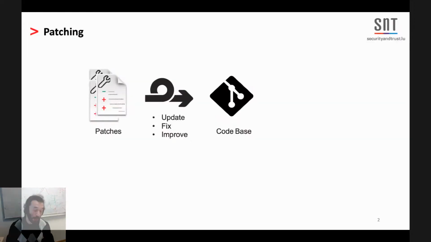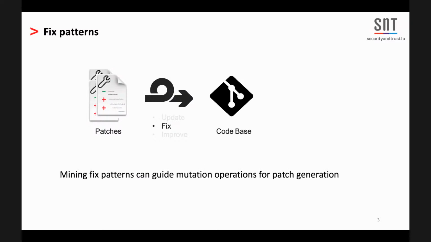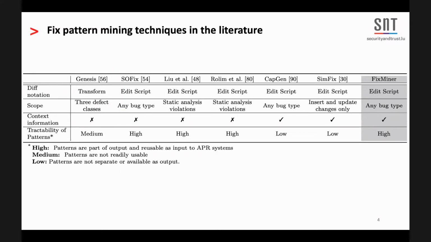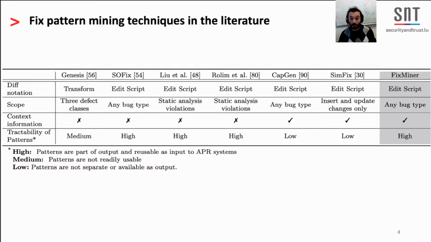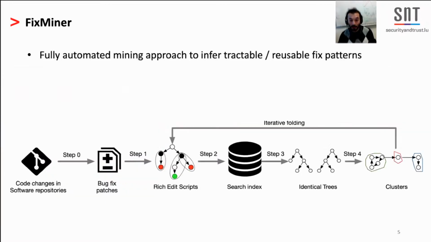So I start by patching. Patching is a common activity in software development. It's generally used to add new functionalities, update the code base, fix bugs, and so on. Since this activity is recurrent, we assume that mining fix patterns from these can guide mutation operations for patch generation systems. Literature includes various approaches, and even though these techniques are handy for discovering a diverse set of bugs, the limited scope of the mining and the intractability of the fix patterns remain a challenge to guide mutation operations in program repair.